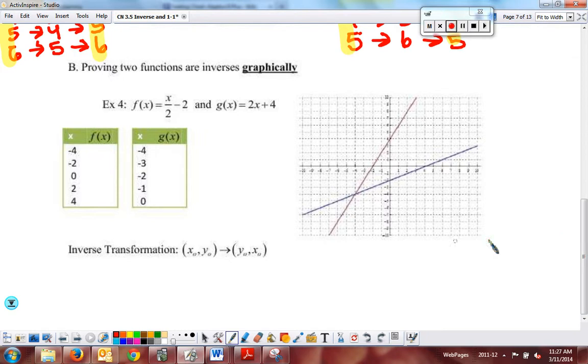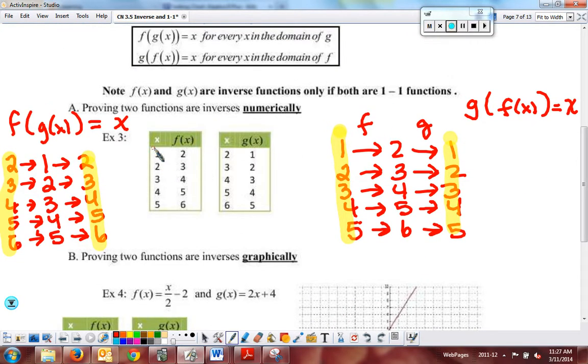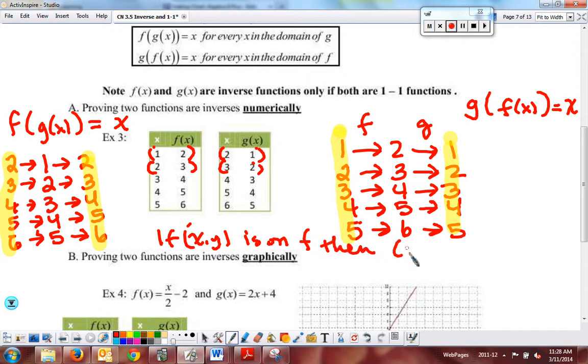Proving they are inverses graphically. What do you notice about the points up here? I have 1, 2, and 2, 1, 2, 3, and 3, 2, 3, 4, and 4, 3, 4, 5, 5, 4, 5, 6, 6, 5. If x, y is on F, then y, x is on G, and vice versa. So what should I really say here? Because it's got to work both ways. What's the double implication? If and only if. If x, y is on F, then y, x is on G, and if y, x is on G, then x, y must be on F. It has to work both ways. Okay, it's an if and only if statement.